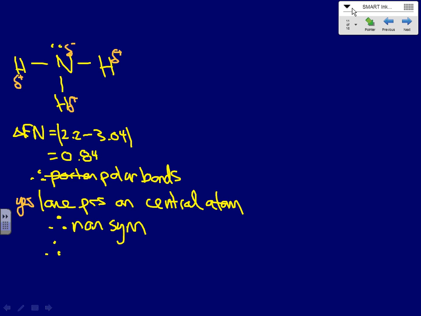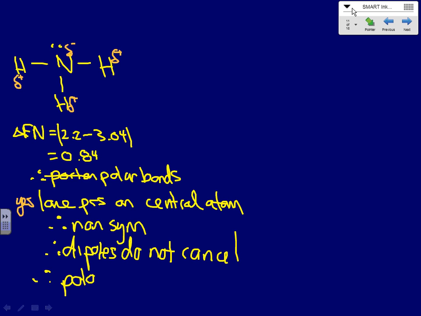I've got one left and one right, but I don't have an up to cancel out the down. So the dipoles do not cancel. And if the dipoles don't cancel, then the whole molecule has some polarity to it. All right? Therefore, if the dipoles do not cancel, then we have a polar molecule. Okay?